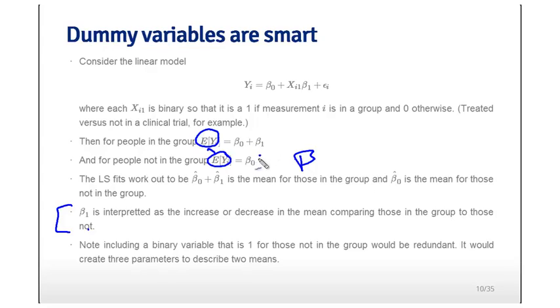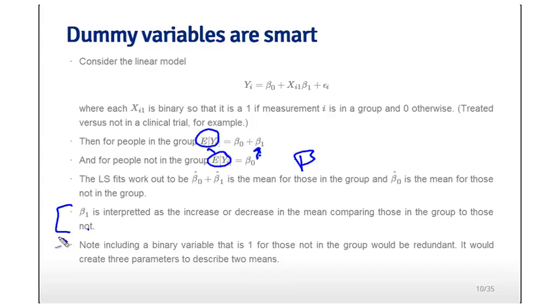In this case, if beta 1 is positive, then that is the increase for the group where x is labeled 1 relative to the group where x is labeled 0. If beta 1 is negative, then that is a decrease in the mean for the group where x is labeled 1 relative to the group where x is labeled 0.